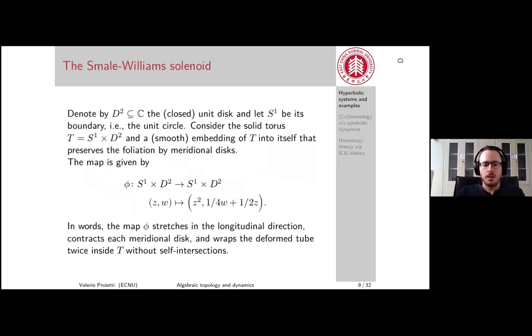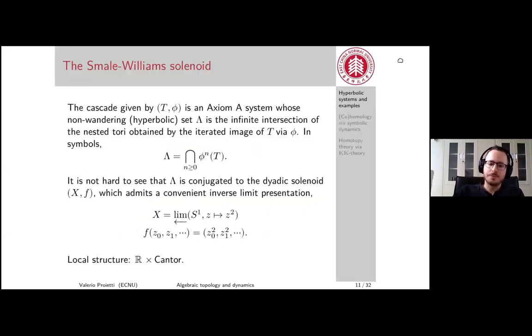So in formulas, you have the closed unit disk D2 and S1, that will be the solid torus. And then I have this map phi, and the one in the picture can be described through the simple formula here. Basically you have the stretching in the longitudinal direction, wrapping the torus around itself without self intersections. That's what we're doing. So this solid torus and phi is an Axiom A system, and as I said, Lambda, the hyperbolic set, will be this nested intersection.